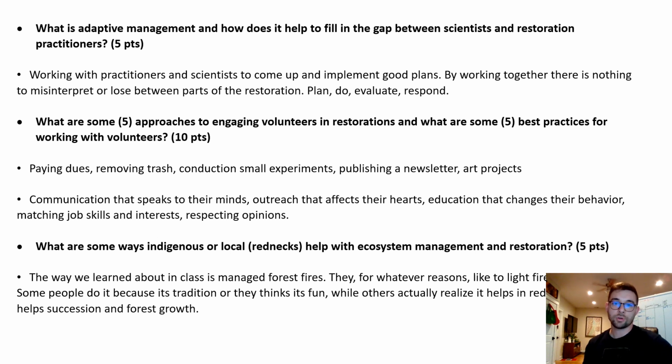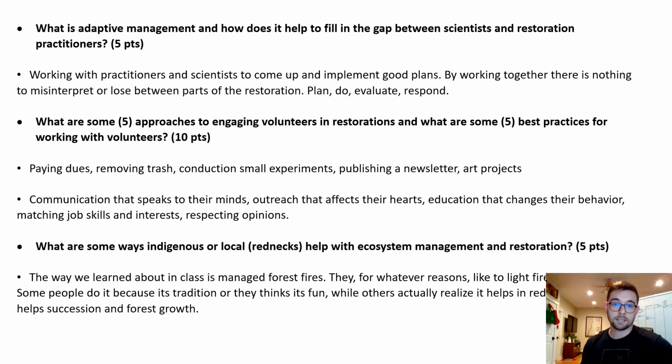Five approaches to engaging volunteers in restoration and five best practices. You can have them pay dues. You can have them help remove trash, conduct small experiments, publish newsletters or do art projects. Citizen science is another really good one. The five best practices are communication that speaks to their mind, outreach that affects their hearts, education that changes their behavior, matching their job skills and interests, and respecting everyone's opinions.